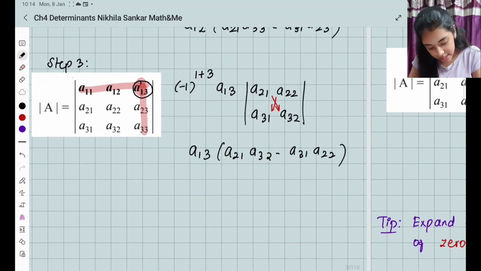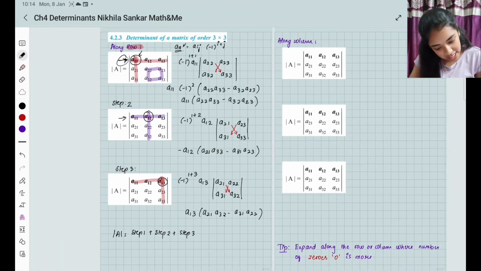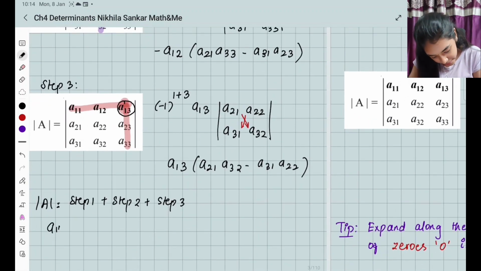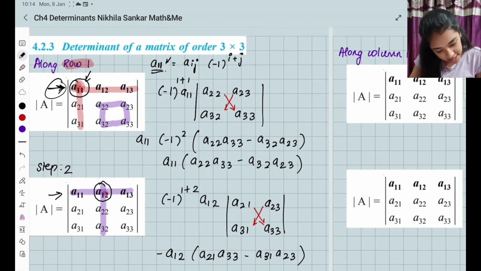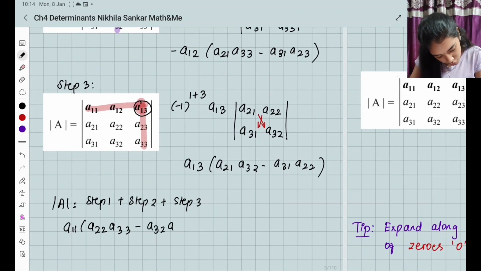The final answer, the determinant of A, is going to be step 1 plus step 2 plus step 3. So now how is the final answer going to be? It is going to be a11 times a22 a33 minus a32 a23, minus, there is a minus here, right?